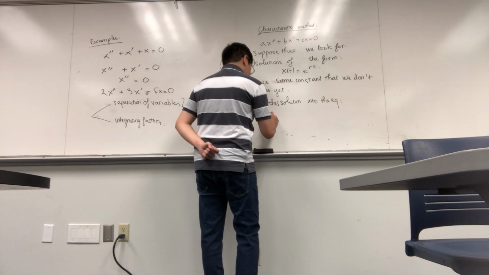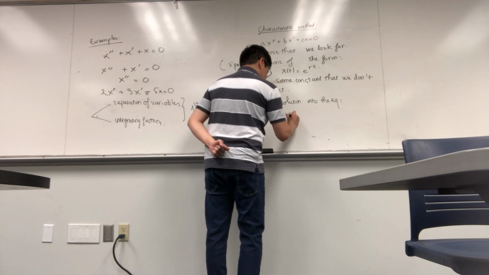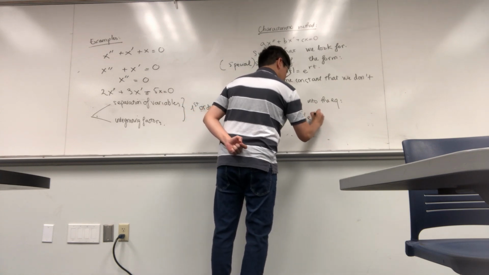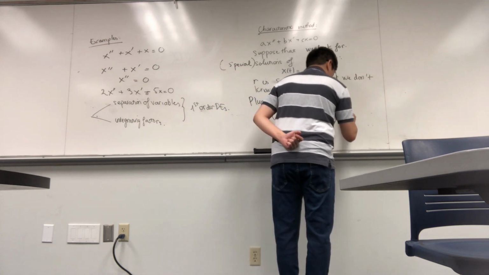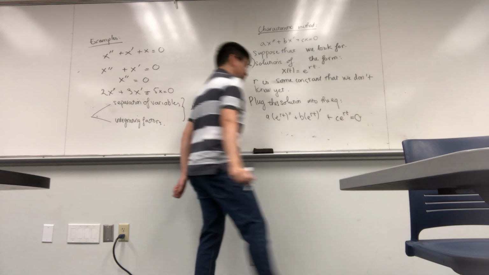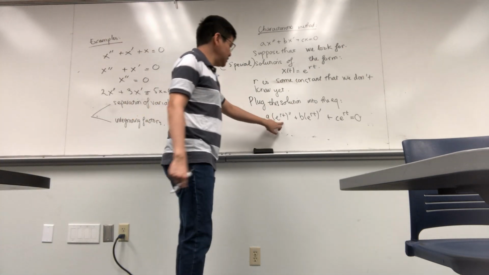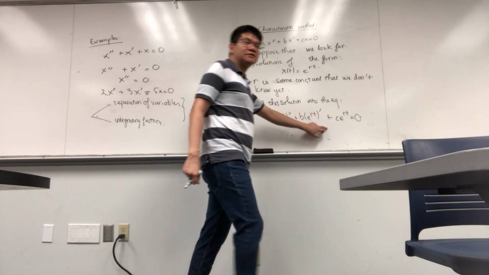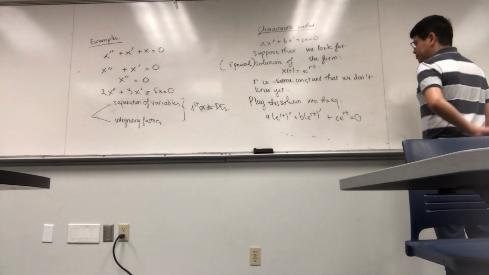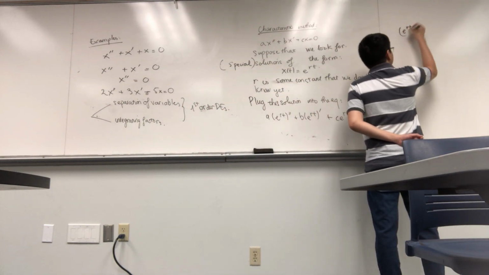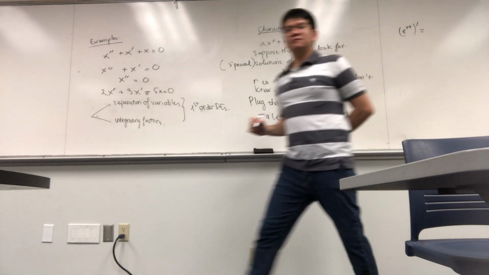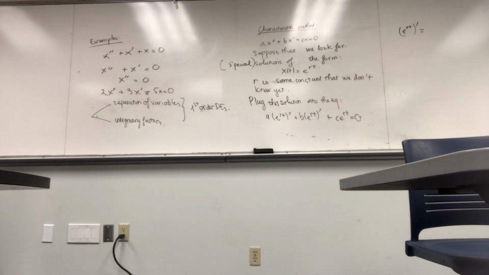So we're going to have a (e to the rt)'' plus b (e to the rt)' plus c e to the rt is 0. Now what is (e to the rt)'? Yes? r e to the rt.